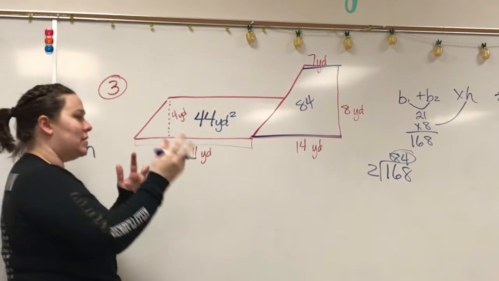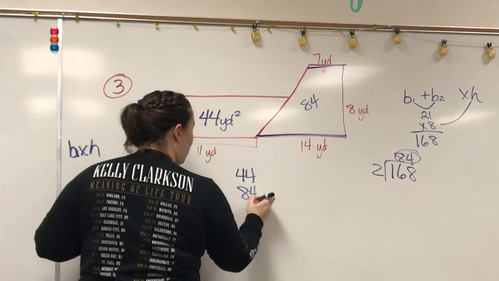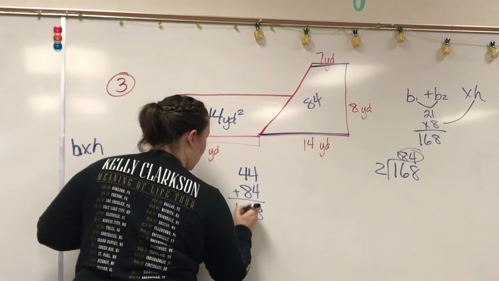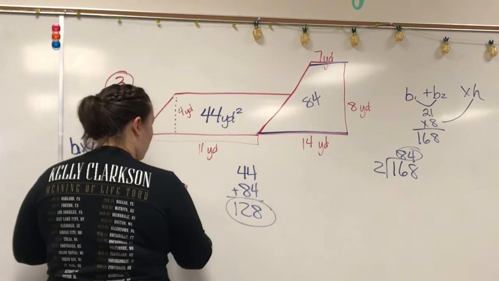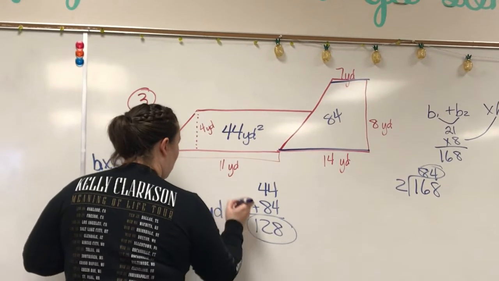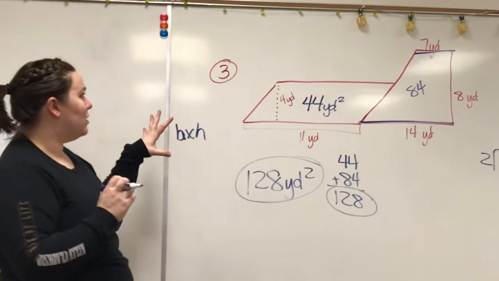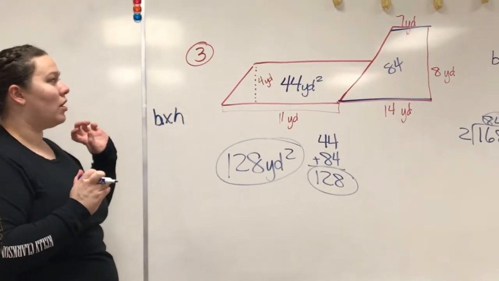And to find the whole thing together, you need to add them together. 44 and 84 is 128 yards squared. That is the area for number 3.